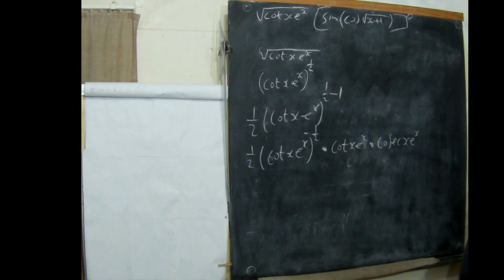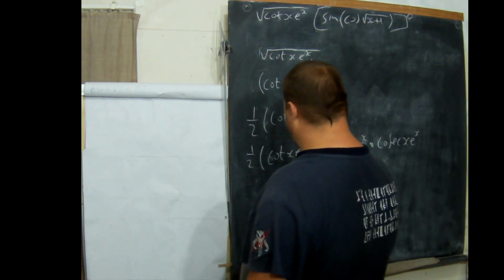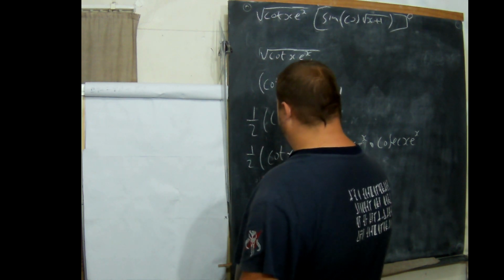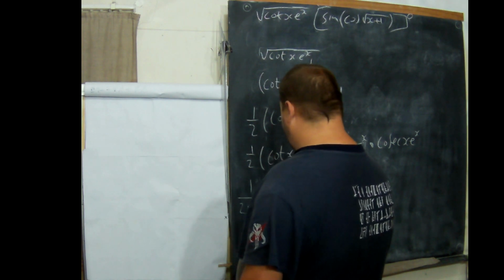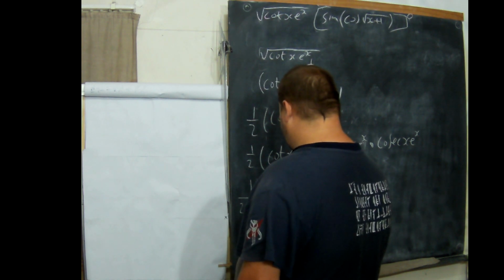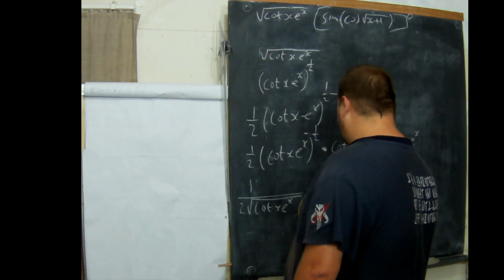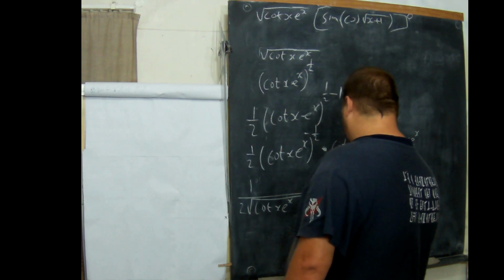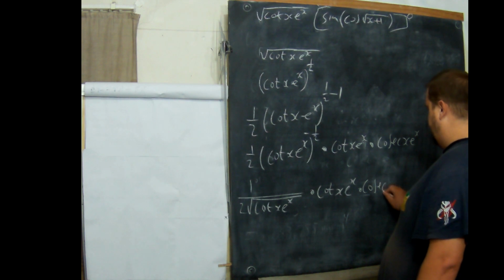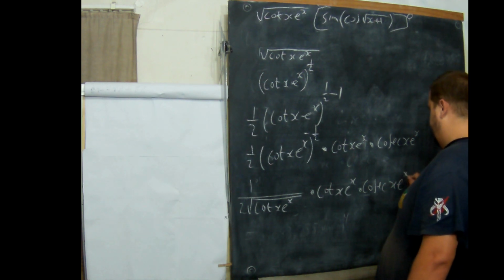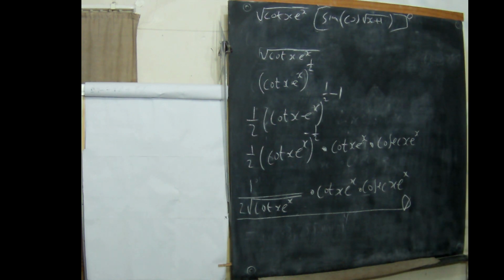Alright, so now all we have to do is bring this down and put the root sign back. So 1 over 2, the root of cot x e to the power x, multiplied by cot x e to the x multiplied by cosec x e to the x. And that is your final answer.